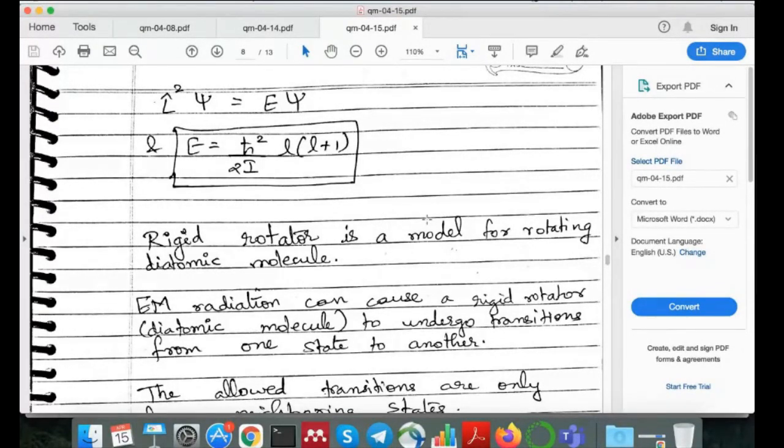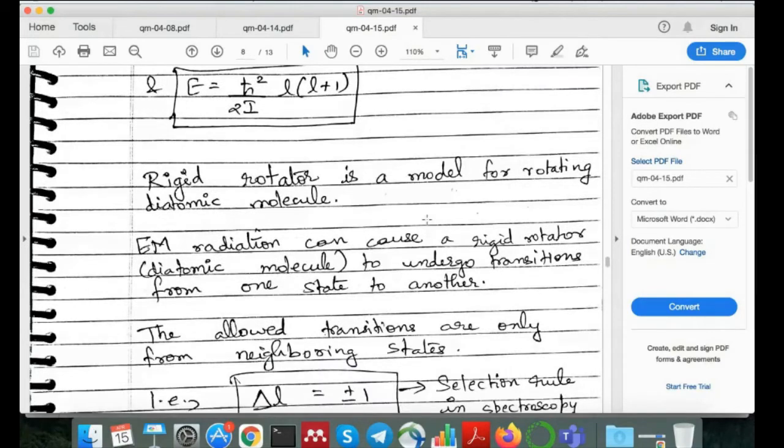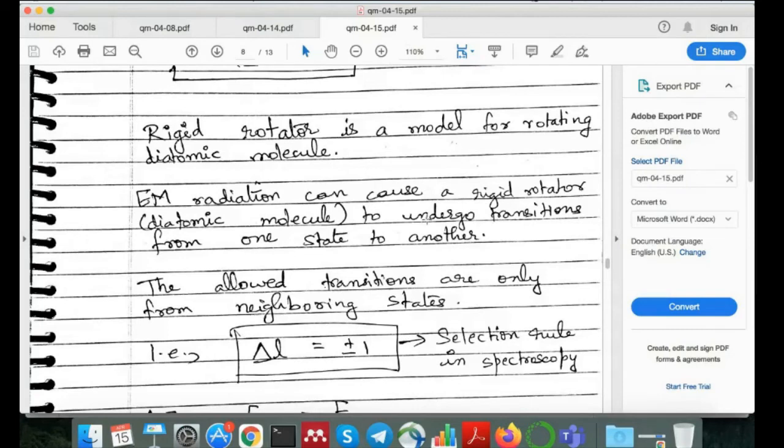So essentially you're going from one L to another L. Let's say you're going from L equal to 1 to L equal to 2, or from L equal to 1 to L equal to 0. That is the transition that I mean. You're going from one L level to another L level, and that can go in both directions. Either you can go up or you can go down. But there is a constraint: you can only go one up or one down. You cannot go more than that.